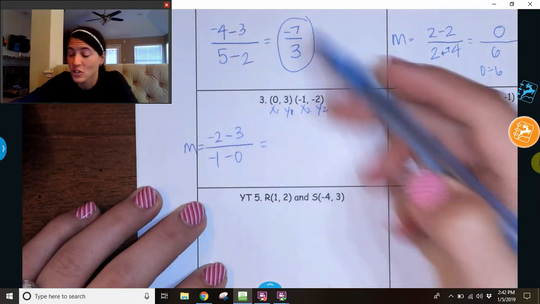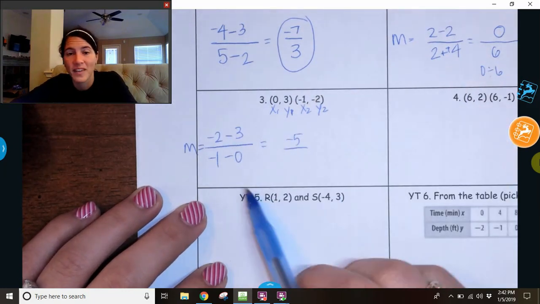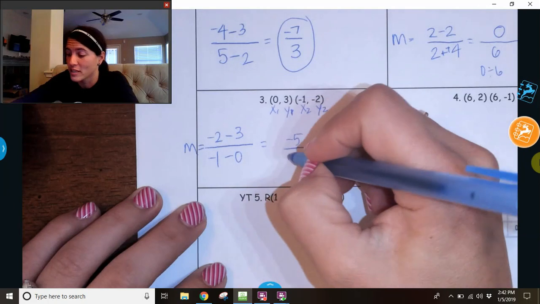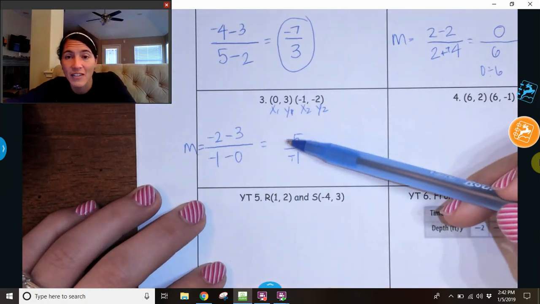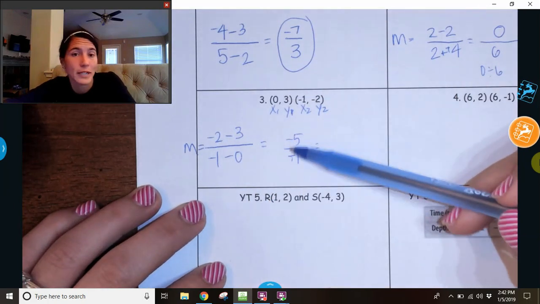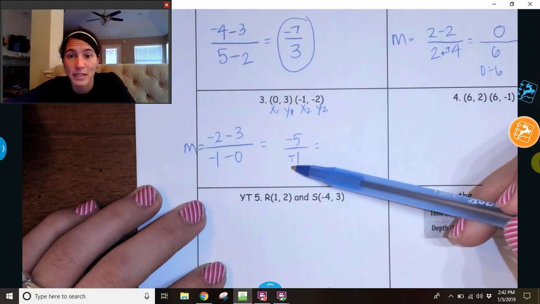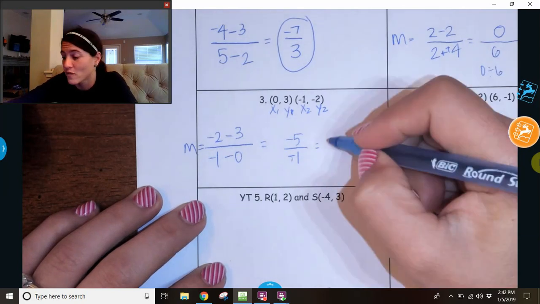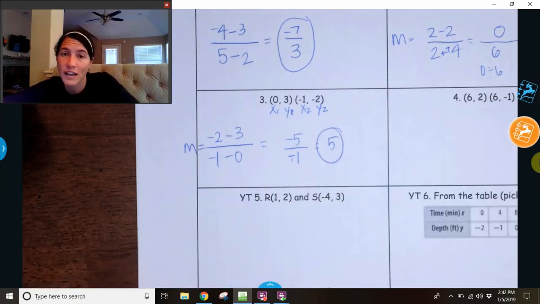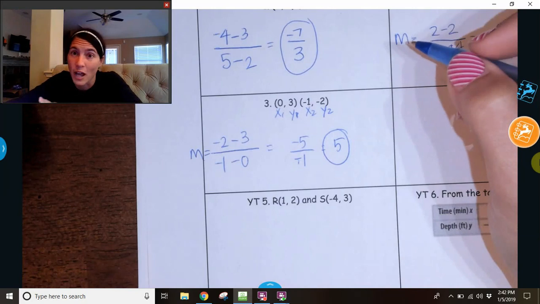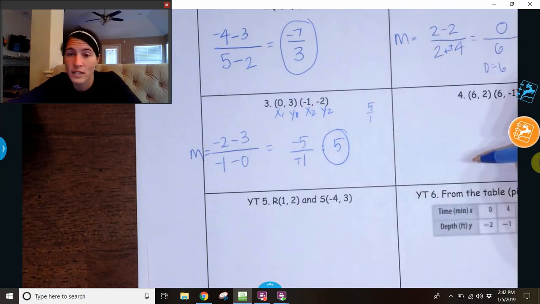All right, so now we simplify. Negative 2 minus 3 is negative 5. Negative 1 minus 0 is negative 1. And then again, I have a negative 5 divided by negative 1. All right, so a negative divided by negative is going to be a positive. And 5 divided by 1 is 5. And so my slope is just 5.